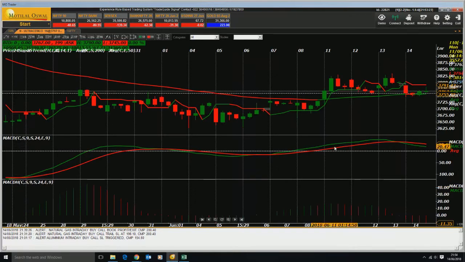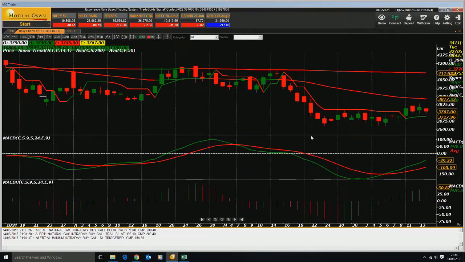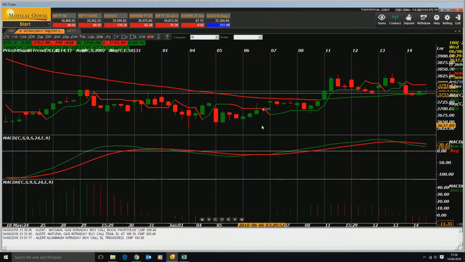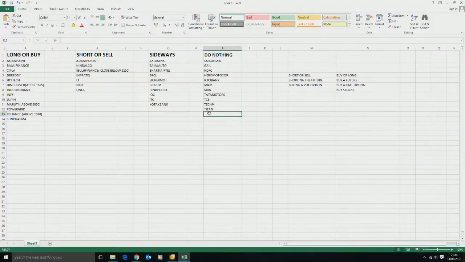UltraTech on a daily chart, giving me a buy signal. Very good fresh entry in Ultratech Cement. And on 120 minutes, it's giving me a sell signal, right? So I don't have a confirmed entry, so I don't do anything. I don't do anything with Ultratech Cement.